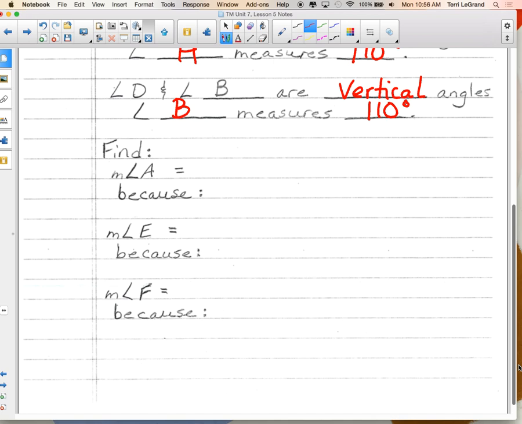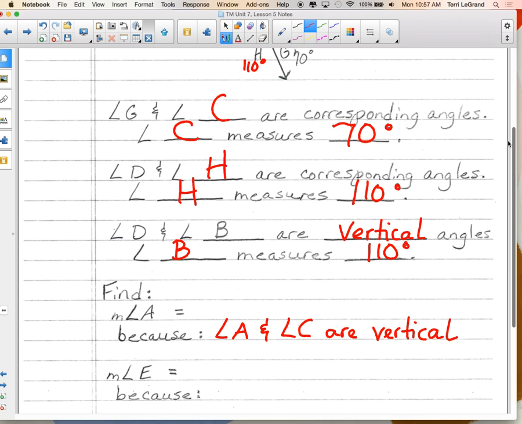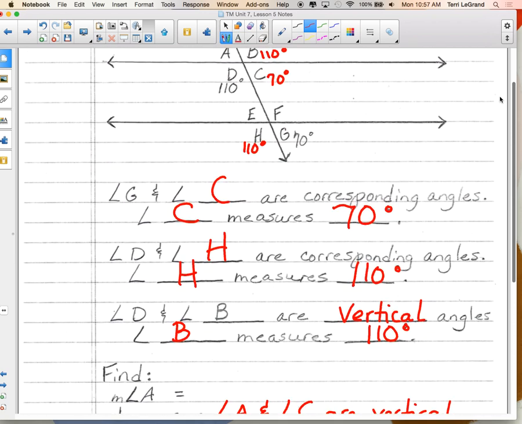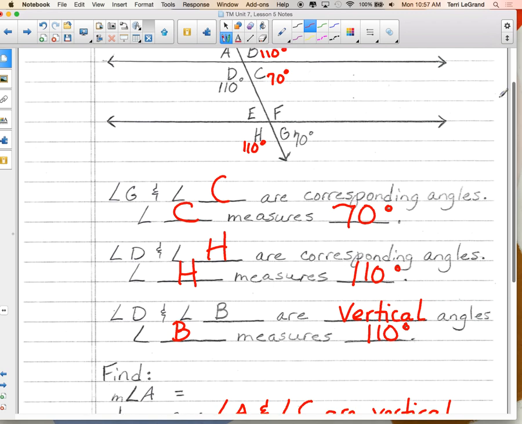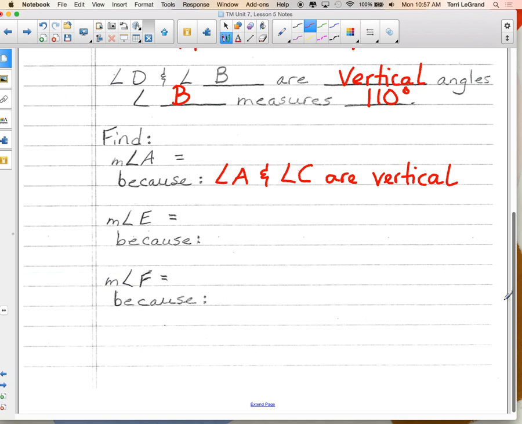Okay, so let's do this. Let's do the because first. Angle A and angle C are vertical. Here's our reasoning. She's using the vertical angle relationship. So like you had to do in the homework for today, you have to justify what was your reasoning. And what does A measure? 70 degrees. Well, if A measures 70 degrees, or excuse me, C. What does C measure? 70 degrees. Well, C measures 70 degrees. What does A have to measure? 70 degrees because they're vertical angles. And vertical angles have the same measure.